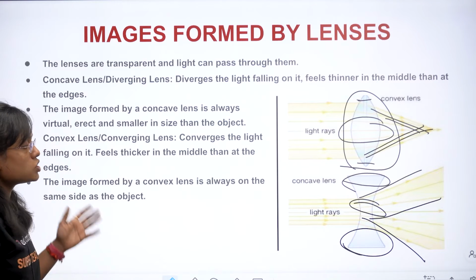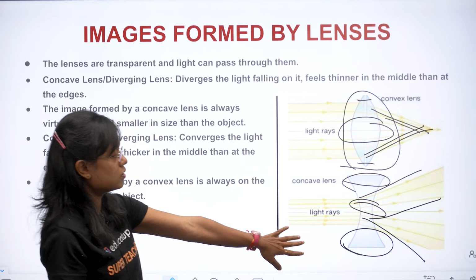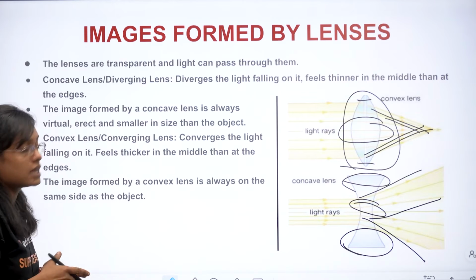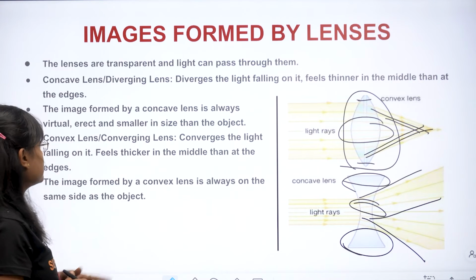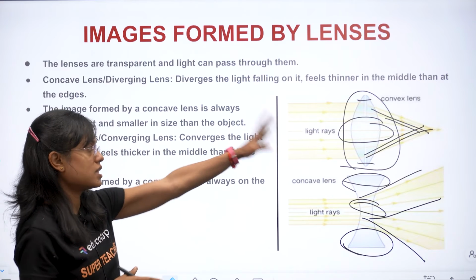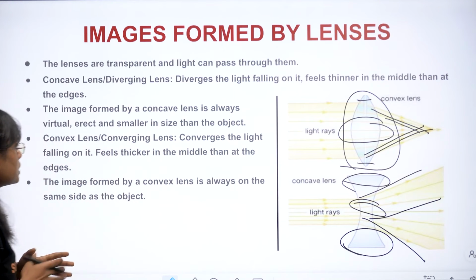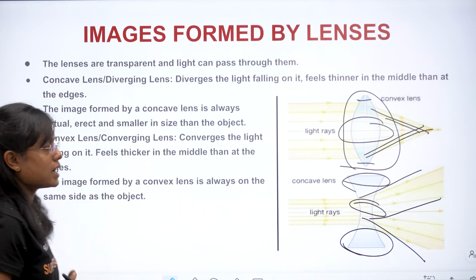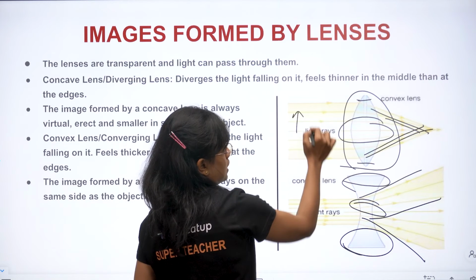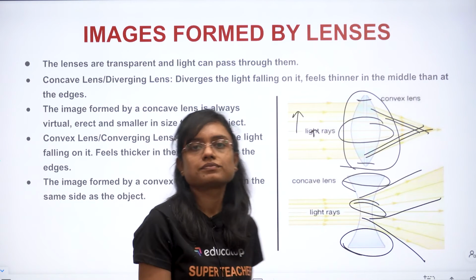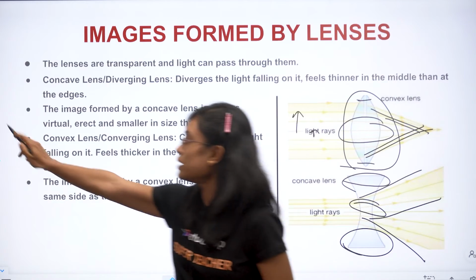Okay? Now the image formed by a concave lens, this one, the lower one, is always virtual, erect and smaller in size than the object, and for the convex lens or the converging lens, the upper one, the image formed is like always on the same side as the object. That means if the object is on this side, the image will also be formed on this side. Alright? Now let's move ahead.